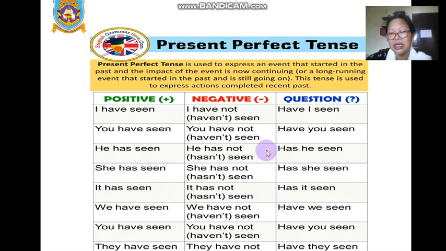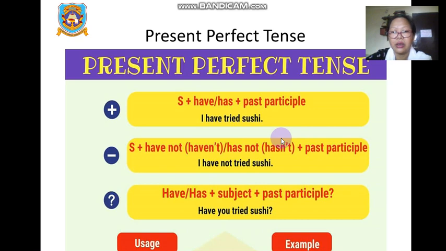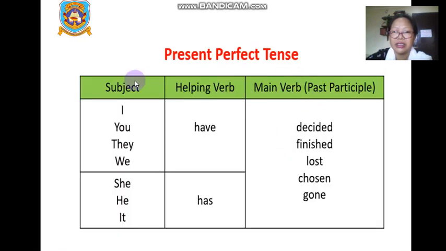So you see, the only difference between the positive and negative sentence is that we add not in a negative sentence. But in a question, an interrogative sentence, the helping verb takes the first place. It replaces the subject, and the subject goes in the place of the helping verb in the positive or negative sentence position.